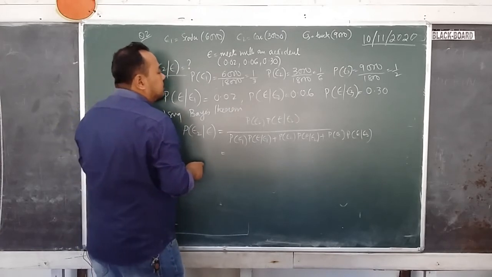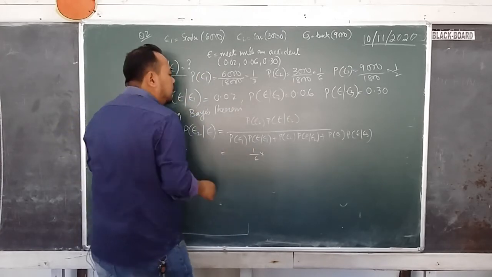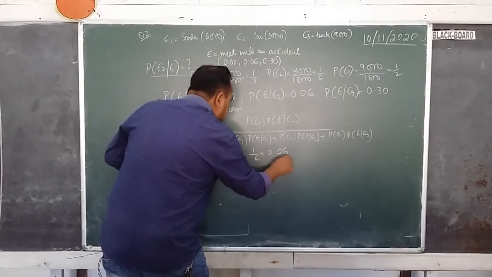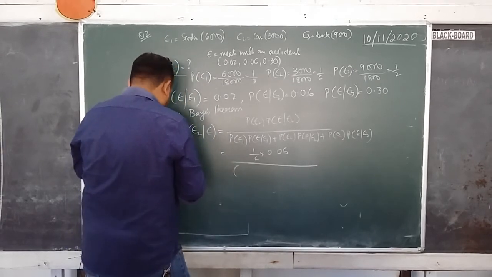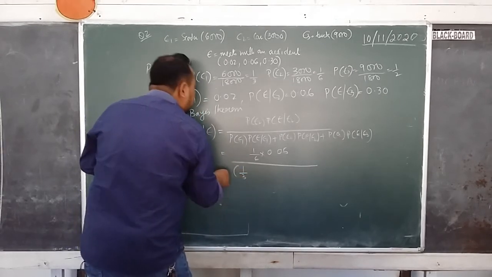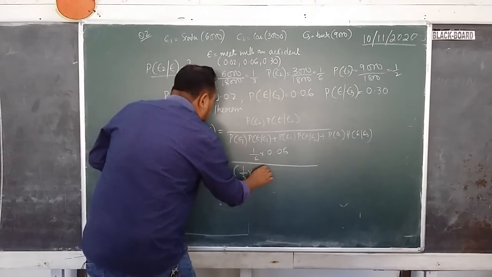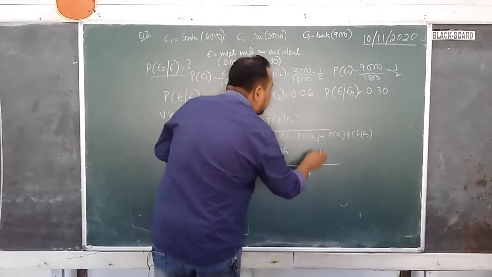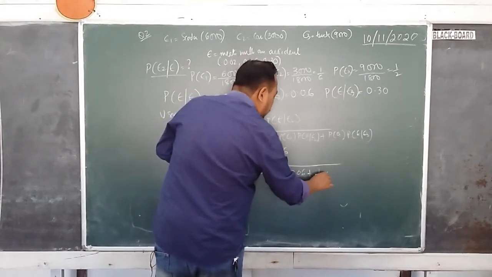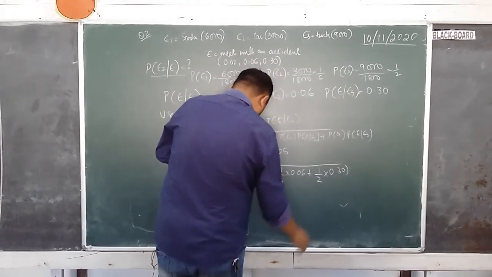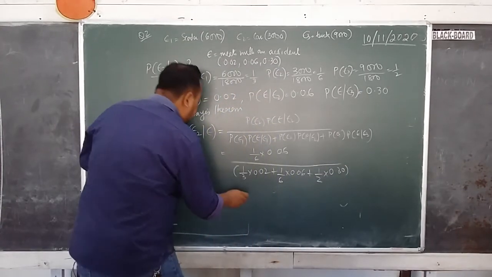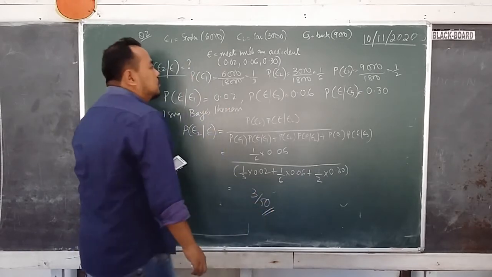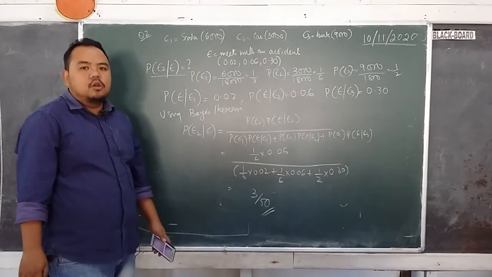So simply put the values. Probability of E2 is 1 by 6 into probability of E/E2, which is 0.06, divided by, you can directly use a calculator to get the value, probability of E1 is 1 by 3 into 0.02 plus 1 by 6 into 0.06 plus 1 by 2 into 0.30. So when you simplify this, you will get 3 by 50 as your answer. So this is how you are going to solve a question on Bayes theorem.